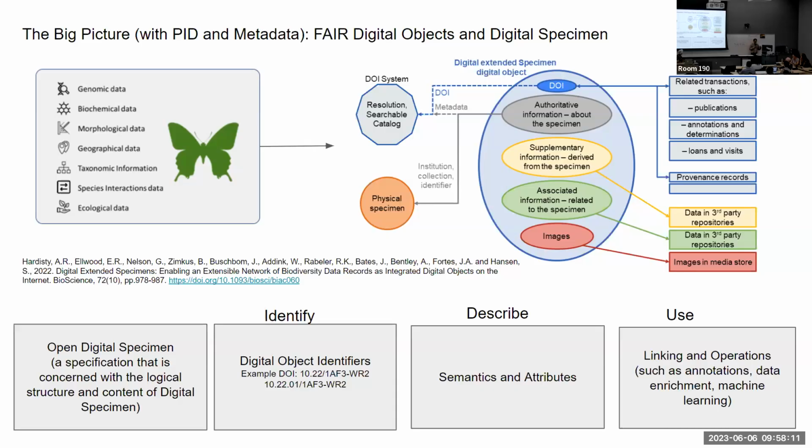But we need that description. We need that semantics and attributes. So that's why these three aspects, I think, for building the infrastructure are important. We need the identifier. We need a specific way to describe it. And of course, the operation and the use linking and other things are also important.